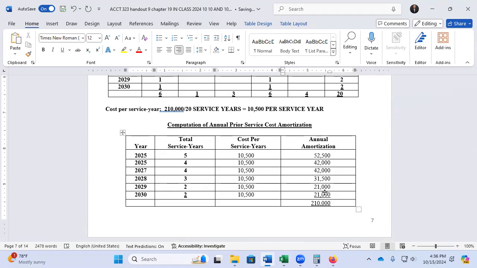Most of the questions will give you the number of service years. They won't have it drawn out like this, but I wanted to illustrate it because I wanted you to see how the long, painful process would be.